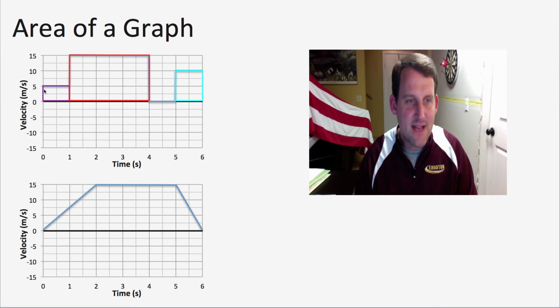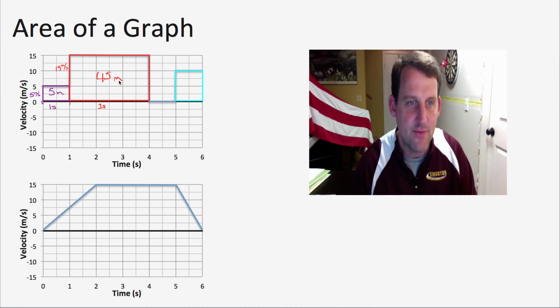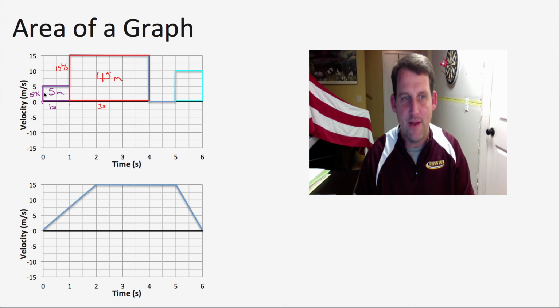So in this first box, this side of the box goes from 0 to 5 meters per second. This side goes from 0 to 1 second for a total change of 1 second. And 5 meters per second times 1 second is 5 meters. In the next one, we go from 0 to 15, so this side of the box is 15 meters per second. This side of the box goes from 1 to 4 for a total of 3 seconds. And 15 meters per second times 3 seconds is an area of 45 meters. So far in the first 4 seconds, we've gone 45 plus 5, a total of 50 meters.